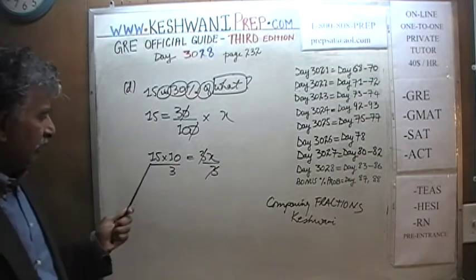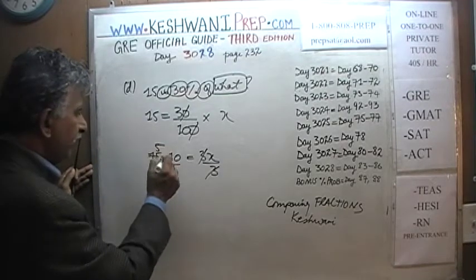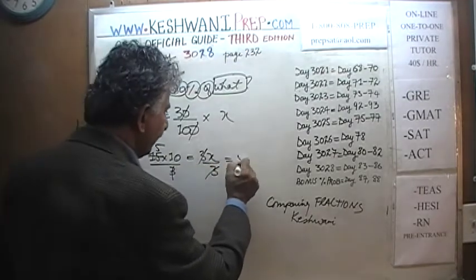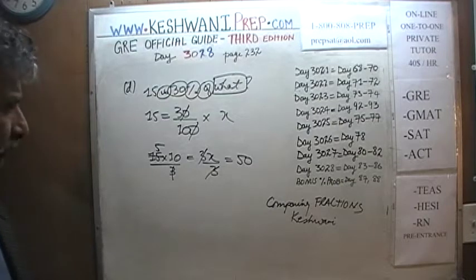And we just reduce it. Divide top and bottom by 3, 3 is going to go away, 15 becomes 5. 5 times 10 is the answer, x equals 50. x equals 50. Well, that was one way. That was one way.